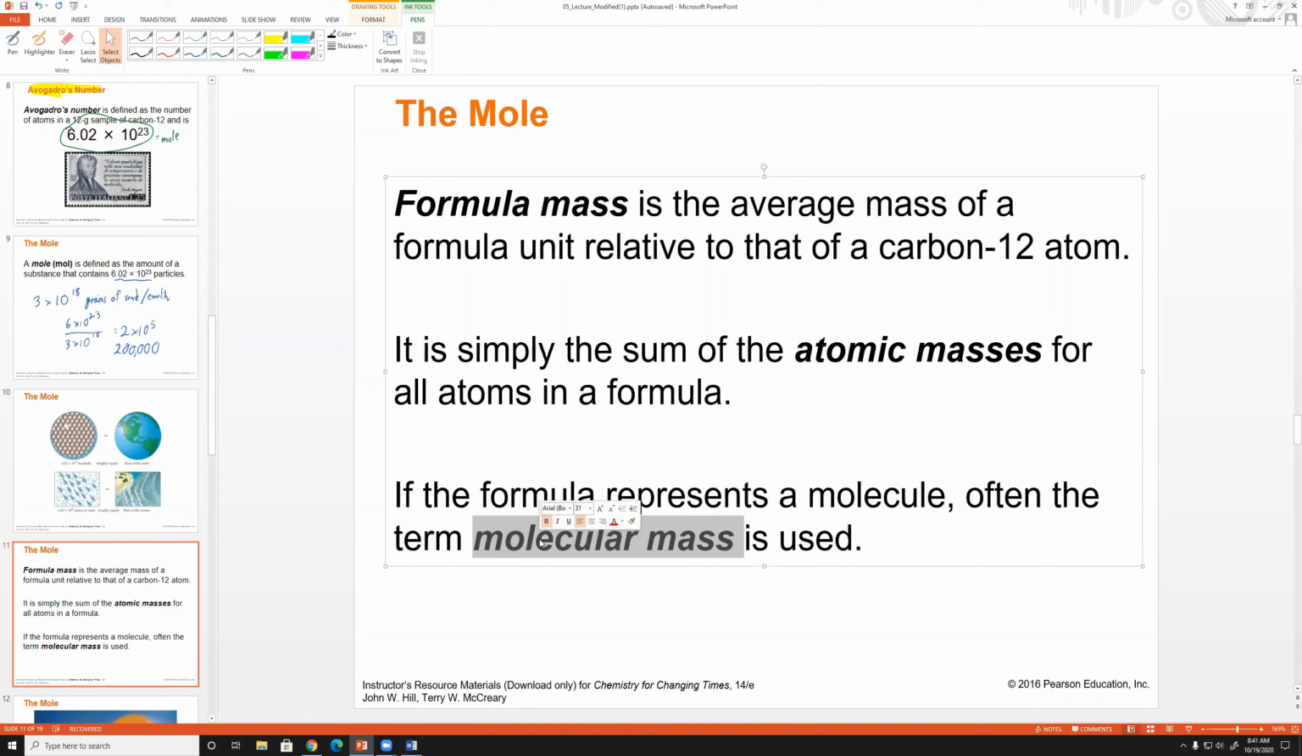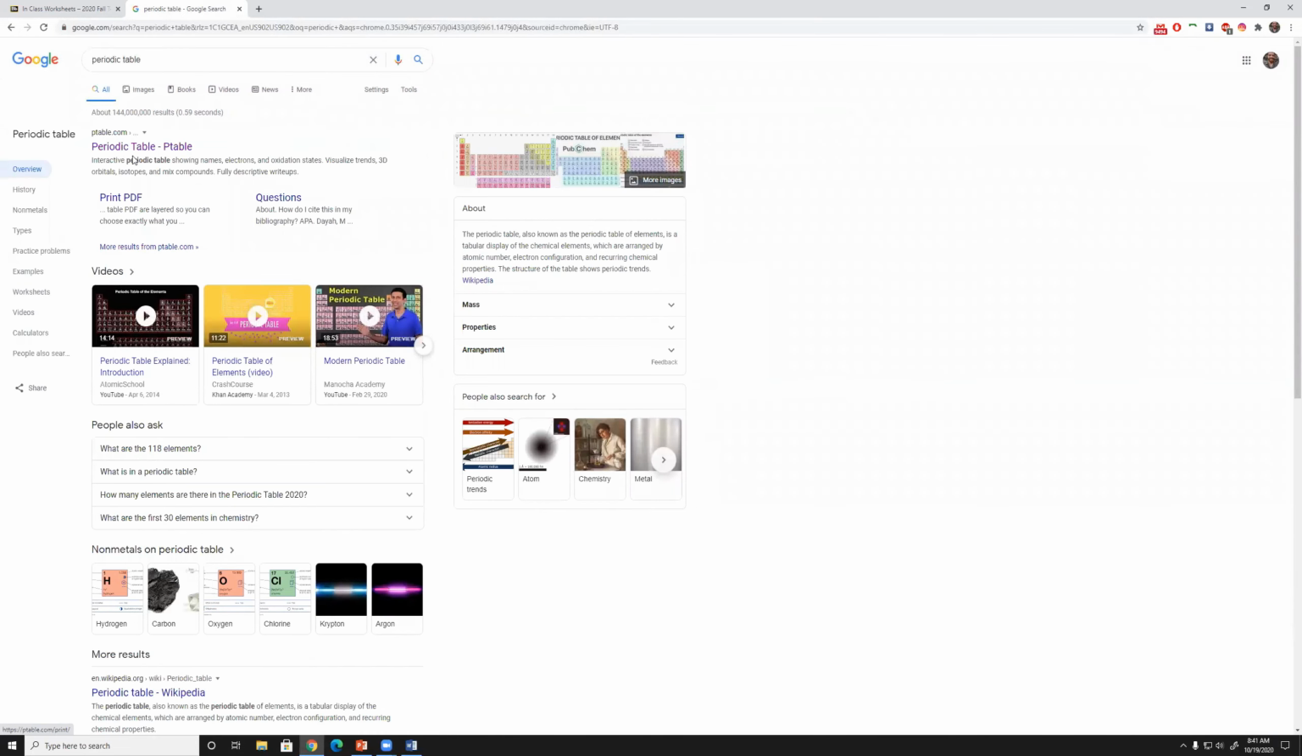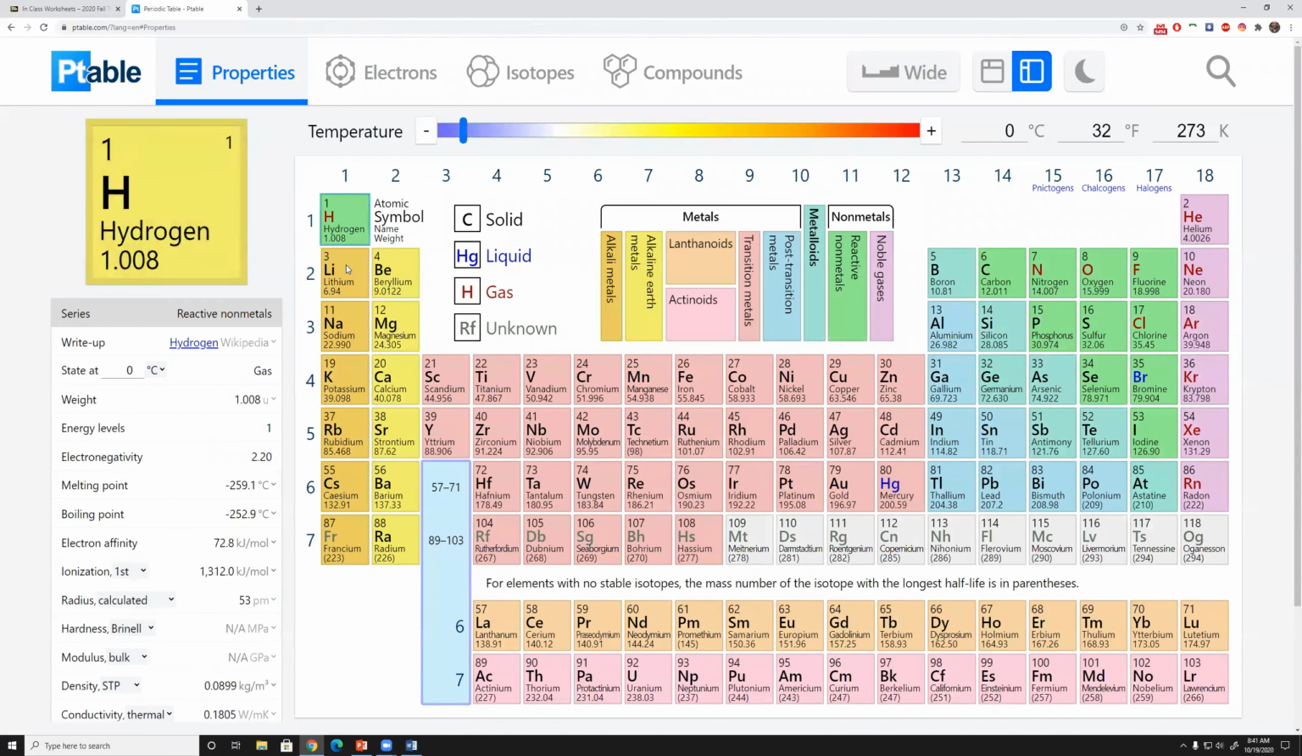And how do we figure out these molecular masses? They're very easy to figure out. All you have to do is look at a periodic table. So I will get a periodic table. Where's ptable.com? There it is. Cool. Everybody should be able to see it, right? Yep. Okay.